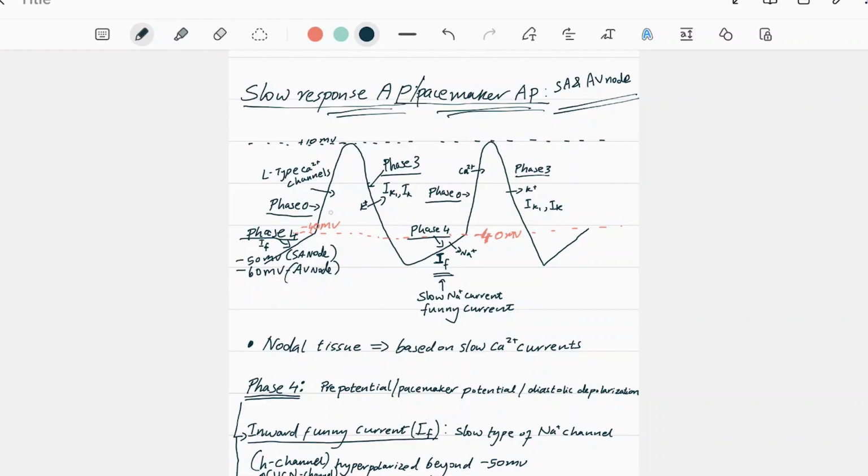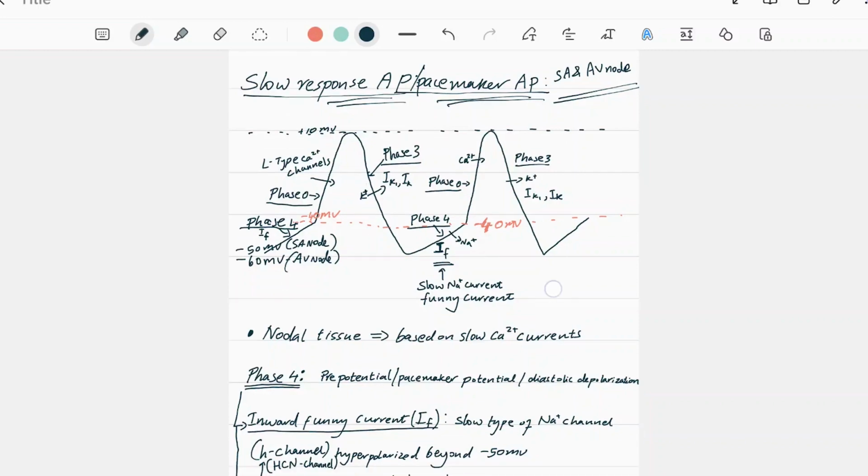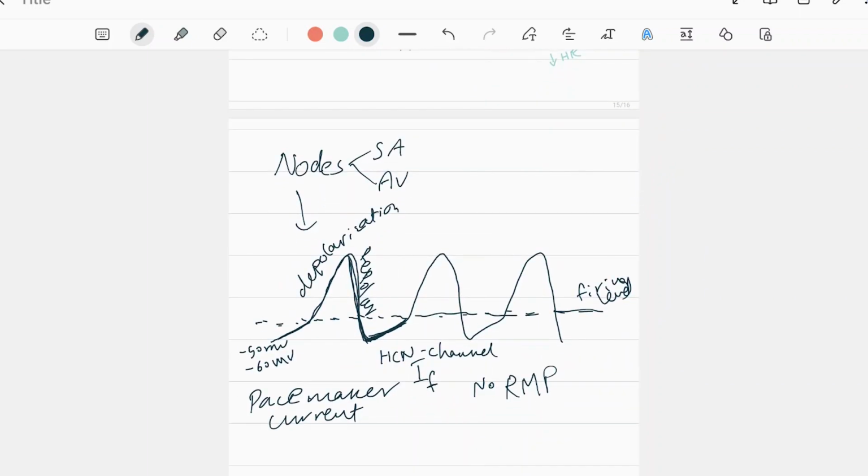We have phase 4, phase 0 and phase 3. So what is phase 4? Phase 4 is this part where that funny current is working. This part which I'm going to draw in red over here is your phase 4. Then you have phase 0, which I'll draw in black. This is the depolarization phase due to entry of calcium. And then you have phase 3, which is repolarization, in green.